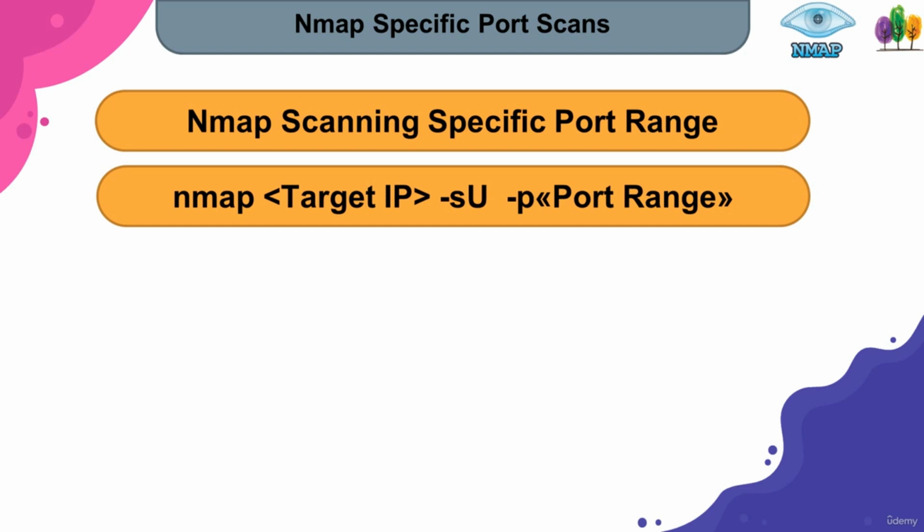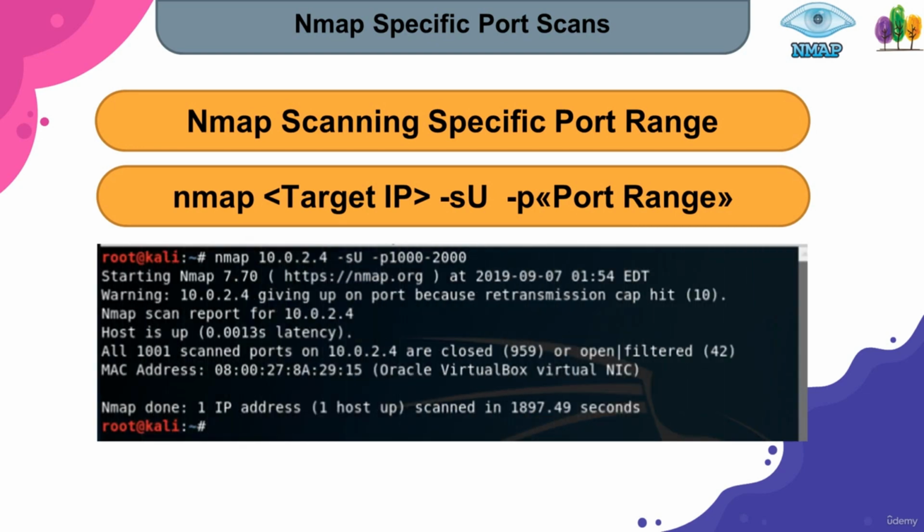So let's do an example. We'll scan specific TCP and UDP ports on the Metasploitable VMs that we've already set up. So open up VirtualBox, open Kali Linux, open Metasploitable, and log into the Kali Linux VMs. Open Terminal and write this command: nmap 10.0.2.4 -p 1000-2000. Press enter.